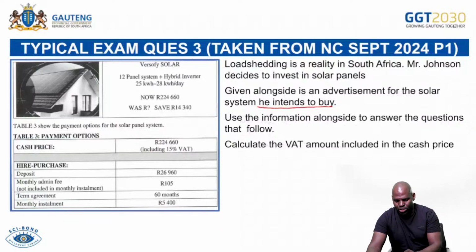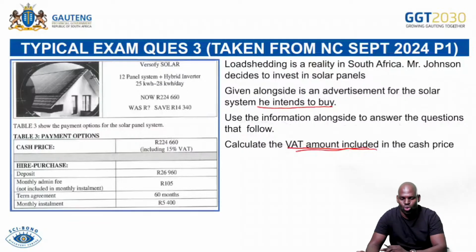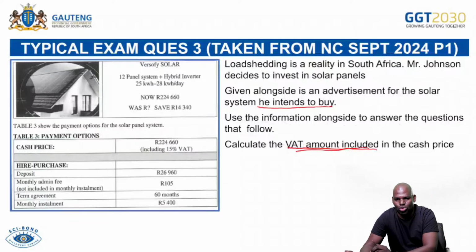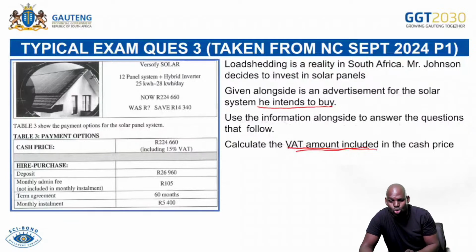Use the information alongside to answer the questions that follow. Calculate the VAT amount included. So you need to get all these wordings correct so that you don't confuse them. When you are given an amount including VAT and you have to calculate an amount excluding VAT, this is what you must do. So it's very important to get all those wordings correct, so that at the end of the day you do the correct calculations.